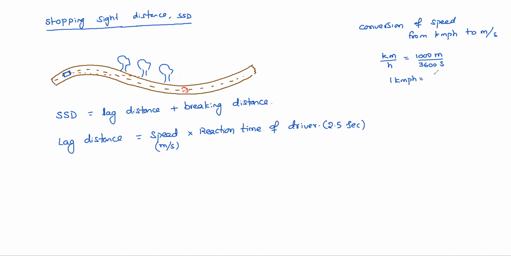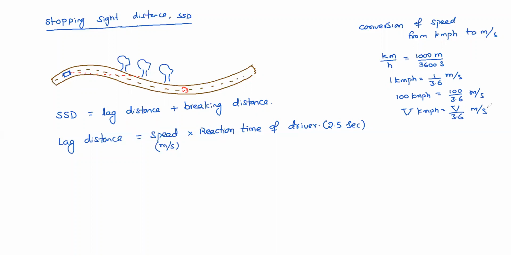equal to 1 by 3.6 meter per second. That means 100 kmph, suppose, how to convert: equal to 100 by 3.6 meter per second. So V kmph equal to V divided by 3.6 meter per second. So dividing by 3.6, you can convert any speed to meters per second from kmph.